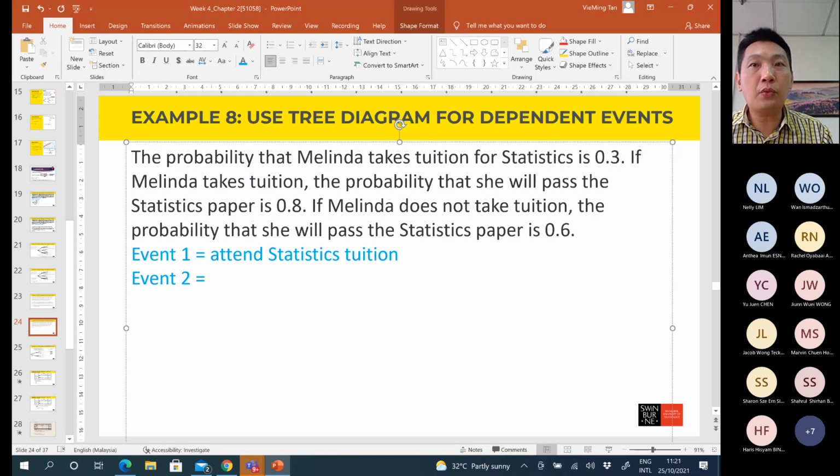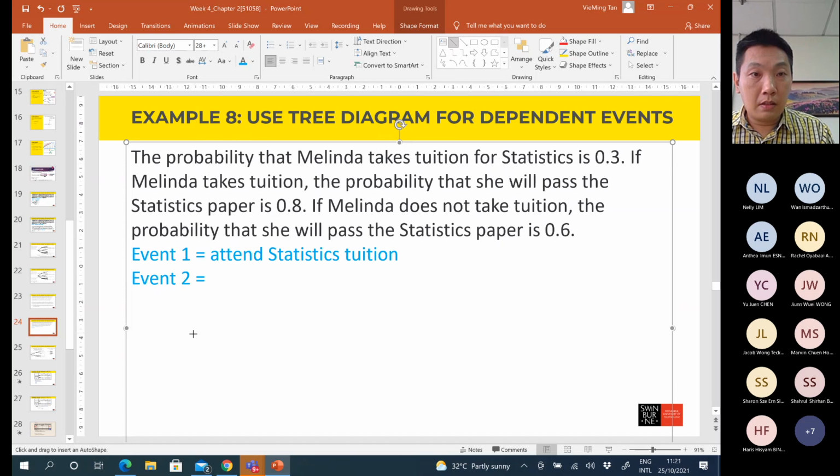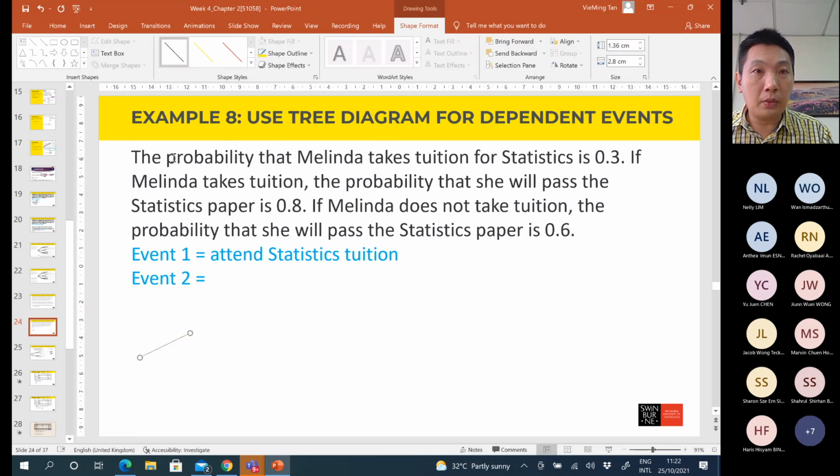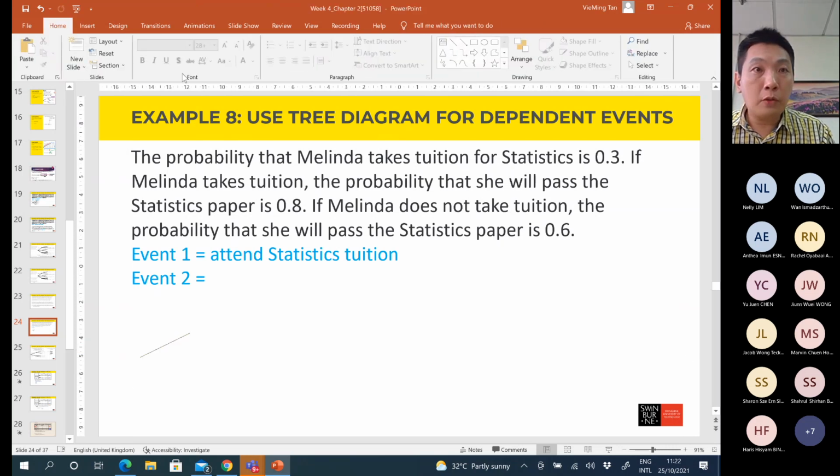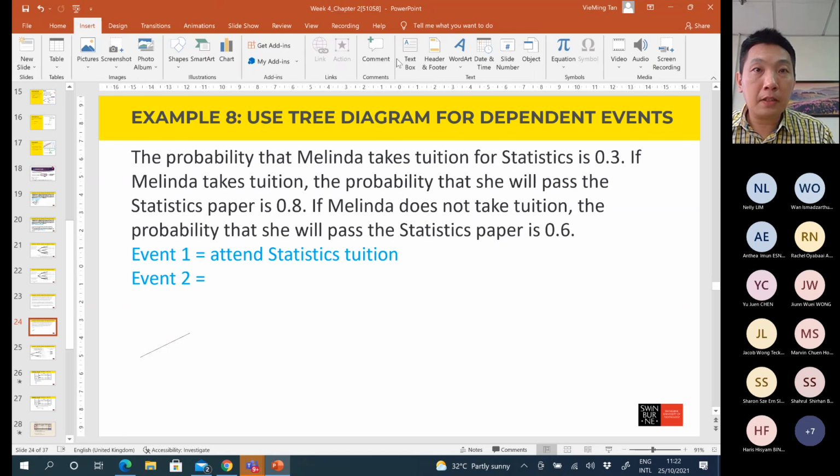Besides that, I can also try to draw a draft only. It's a draft. I know that the first event consists of 2 possible outcomes: attend or not attend. So I can try to draw 2 branches for the first event.